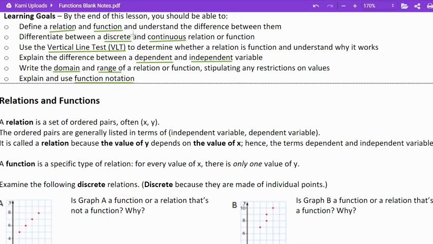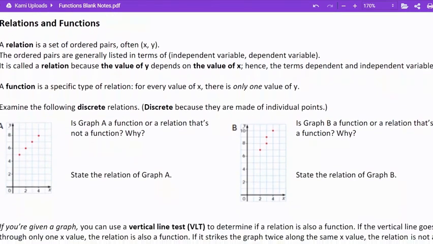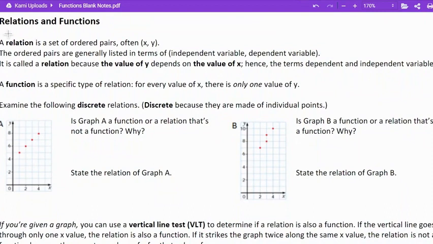So let's look at all those new terms that we must know and understand and know how to use. Relation, function, discrete, continuous, vertical line test, dependent, independent variable, domain and range, and function notation. This is why I'm really encouraging you to have that list of terminology because there are so many terms. Every lesson has new terms for you to understand and use. So let's first understand what a relation and a function is, and then how to differentiate them.